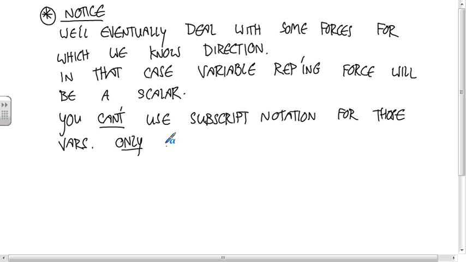Subscript notation is only for vectors. Okay, and later on when we get into this more, I'll give some examples to show why that'll give you backwards answers and stuff. But just remember that that subscript notation, you can only use that with vectors.